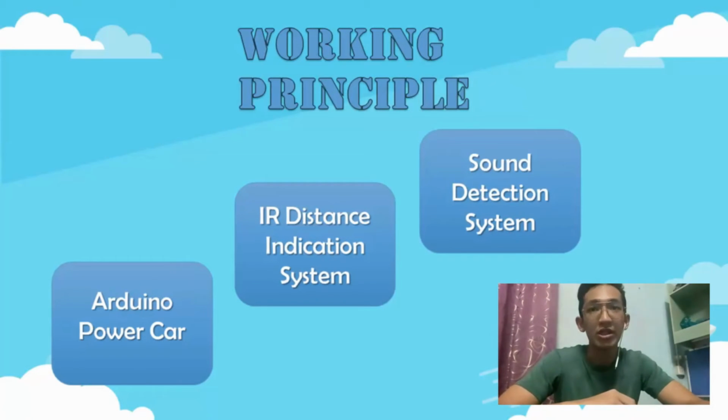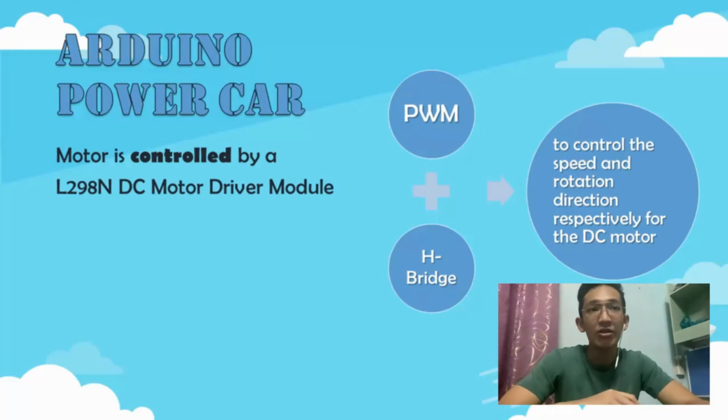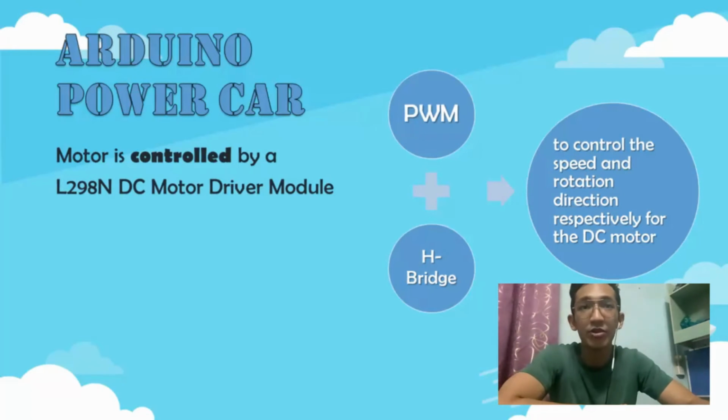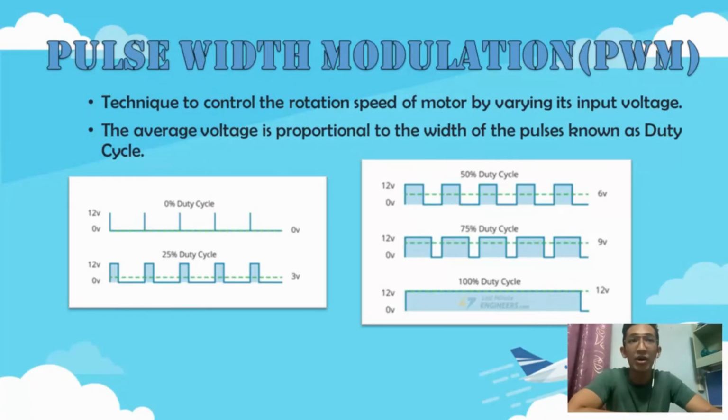I'll be talking about the working principle. The first one is the Arduino power car. We use a motor controlled by the L298N DC motor driver module. We combine two techniques, PWM and H bridge, to control the speed and rotation direction respectively for a DC motor. PWM means pulse width modulation.